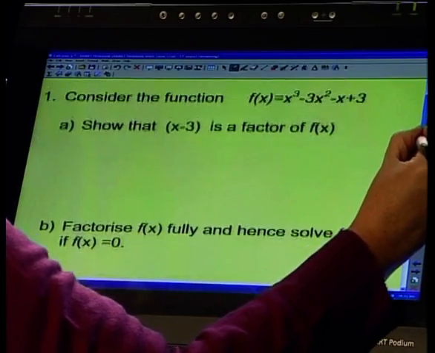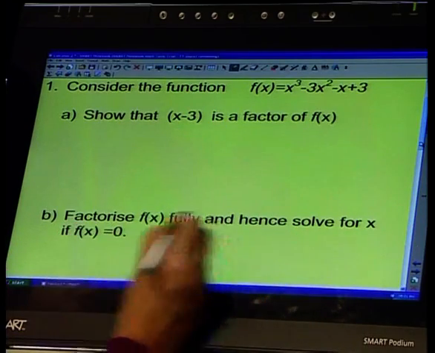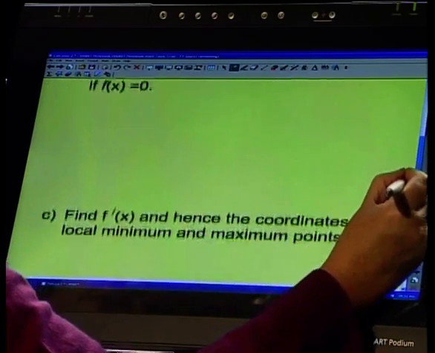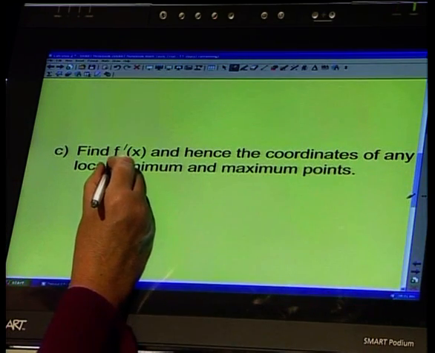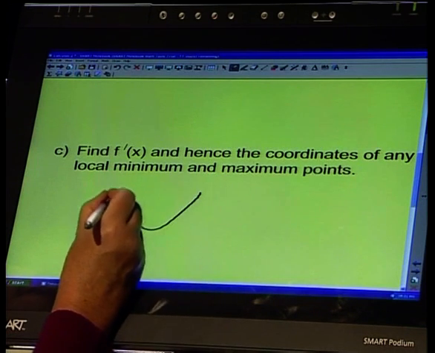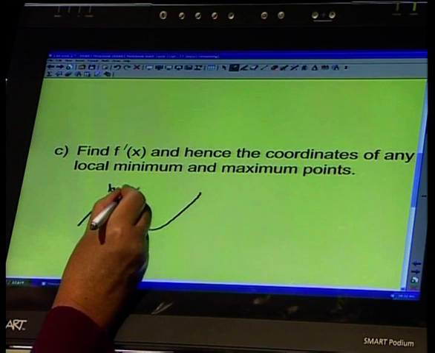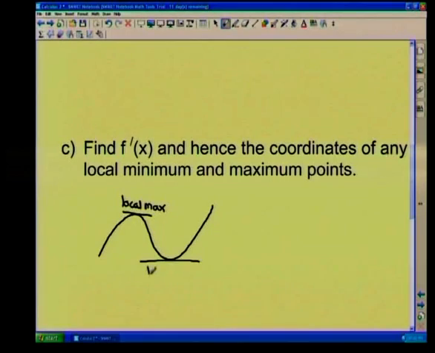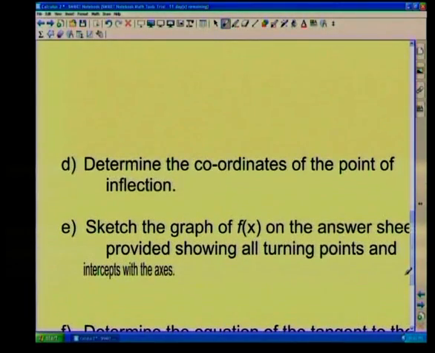It gives you an expression and asks you to show that that's a factor. It asks you to factorize. And of course, why are you factorizing? You're factorizing to find the x-intercepts. It asks you to find the derivative and hence the coordinates of the local max and min. Remember what we talked about? This would be considered the local max, and this would be considered the local min. So if they want that, they're actually asking for the turning points or the stationary points of this graph, and they're just asking you to be more specific about what type of thing it is. All right, let's see what else they ask. They then ask you to find the coordinates of the points of inflection, which I've shown you how to do. They then ask you to sketch the graph, and answers are provided.